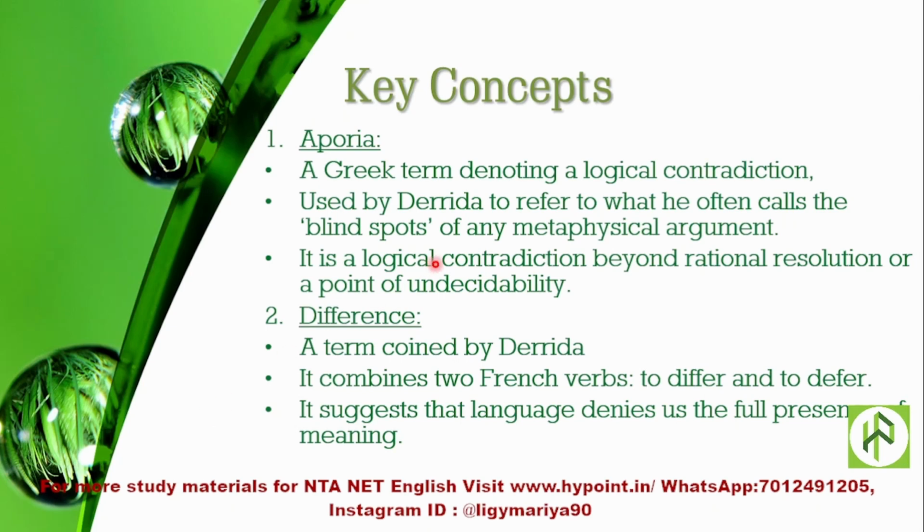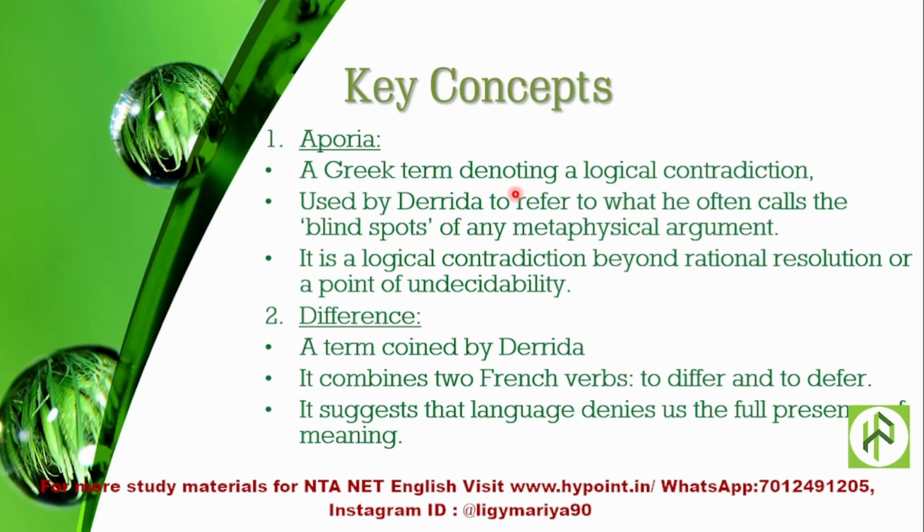Now let's see some key concepts related to deconstructionist criticism. I have given the important ones only. Once we discuss Jacques Derrida, we will see more. Okay. First one is aporia. Aporia is a Greek term denoting a logical contradiction.